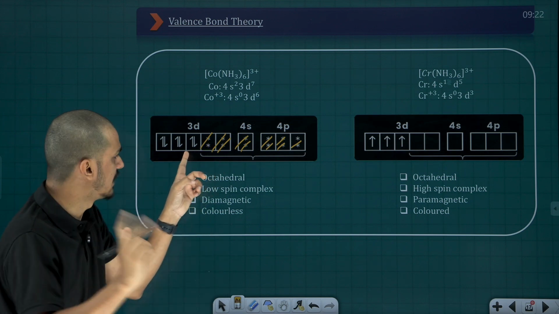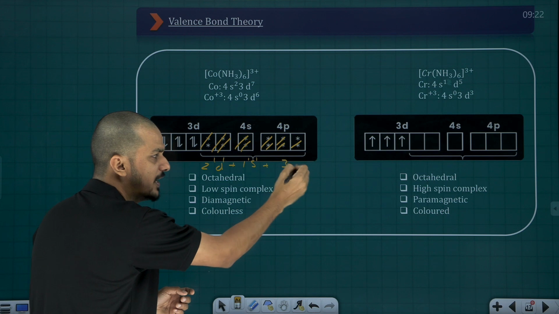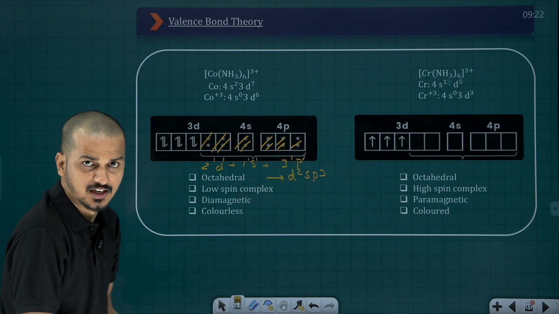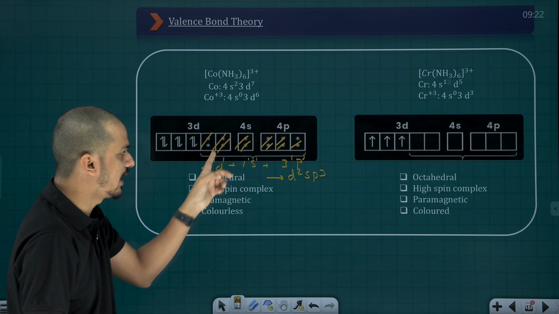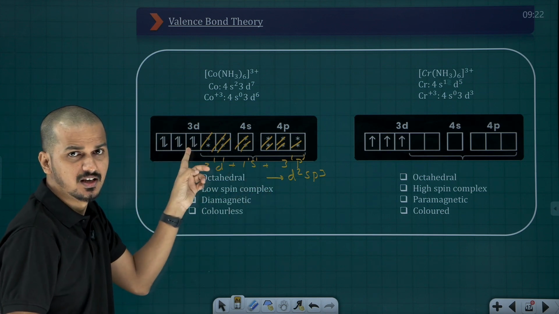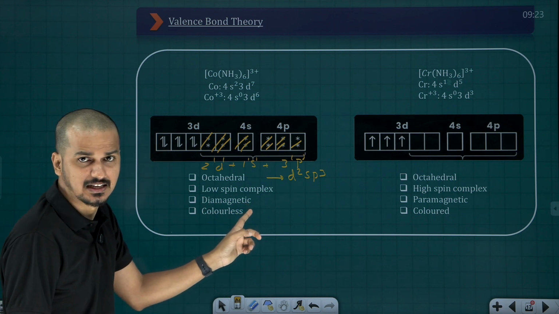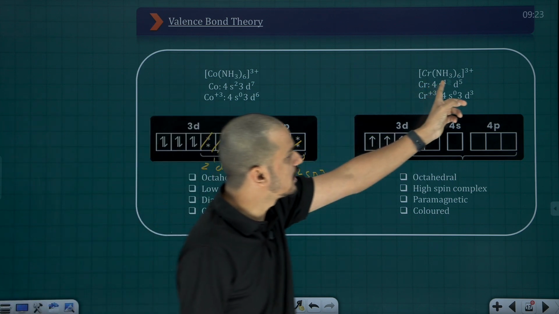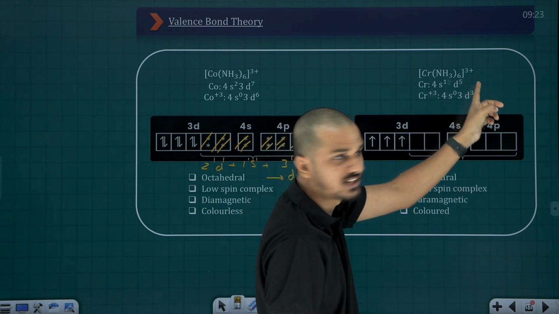So 2 d orbitals, 1 s orbital and 3 p orbitals are mixing. They form d2sp3 hybrid orbitals. They are taking inner orbitals. That's why it is a low spin complex. There is no spin, all spins are cancelled. All are paired, that's why diamagnetic. It cannot show any color, and its shape is octahedral. But once we look at [Cr(NH3)6]3+, you can see here chromium is 4s1 3d5.